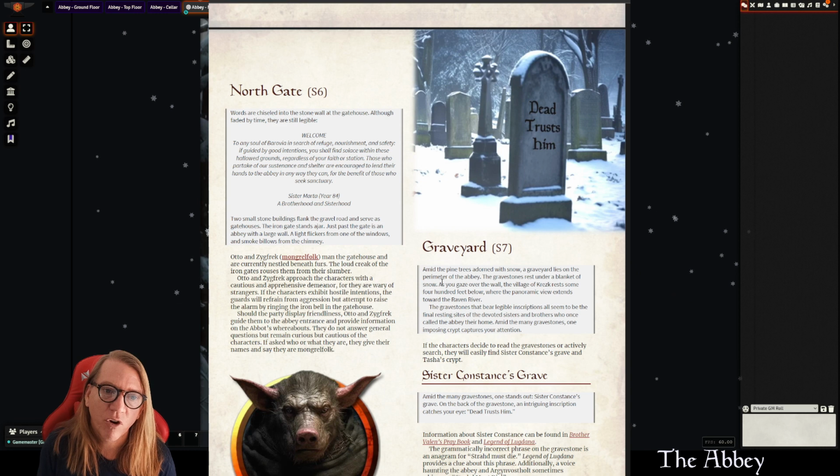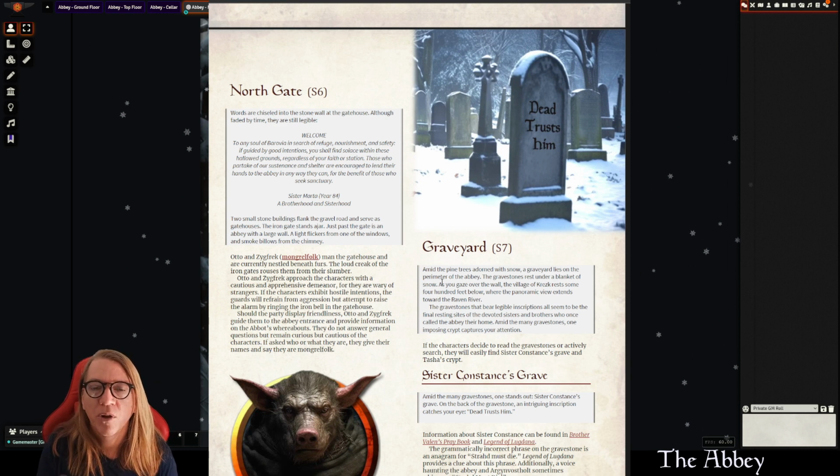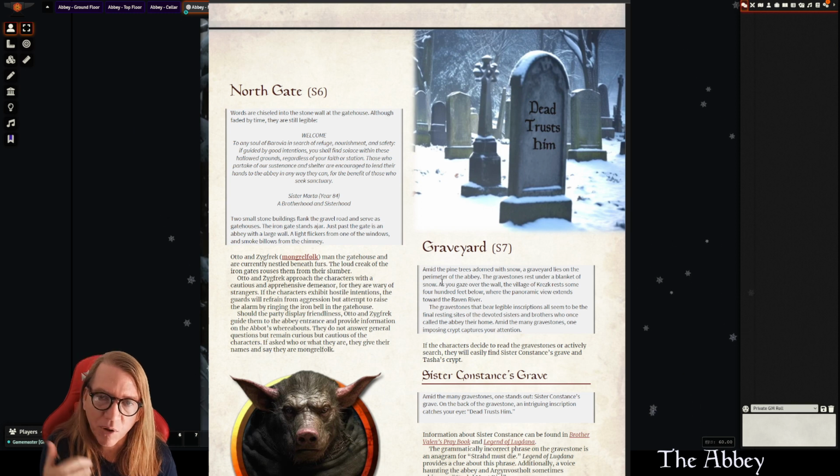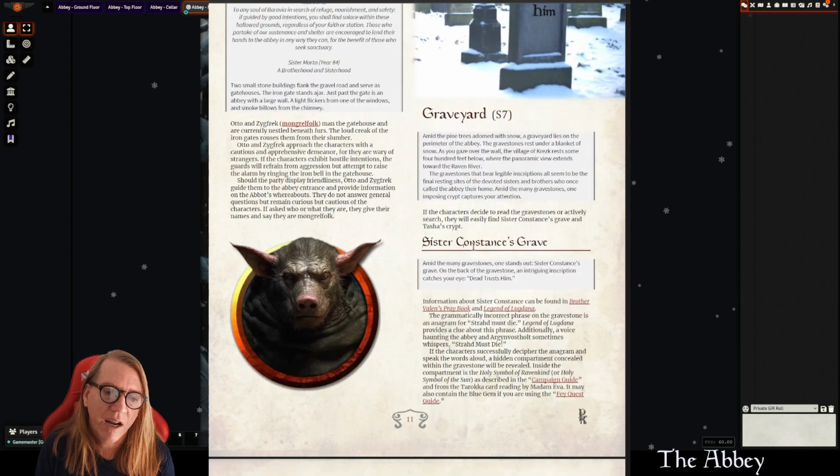Now, when they solve this anagram, the gravestone opens up and reveals the holy symbol of the sun, or holy symbol of Ravenkind, which is one of the quest items in there. So that's all written in here to run that anagram puzzle.